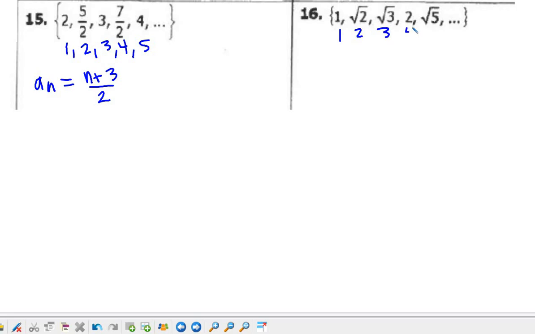This one, I hope, is a little more obvious. Definitely not linear. Good. So the square root of 1 is 1, the square root of 2 is the square root of 2, the square root of 3 is the square root of 3. And then this one may be the one that threw you off, because the square root of 4 is 2. It's not a radical. It's a perfect square, right?